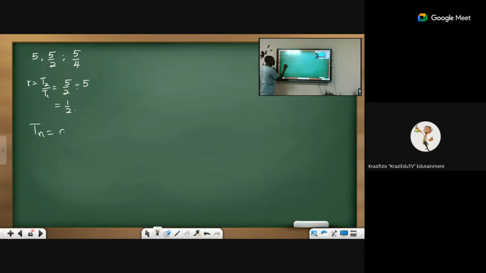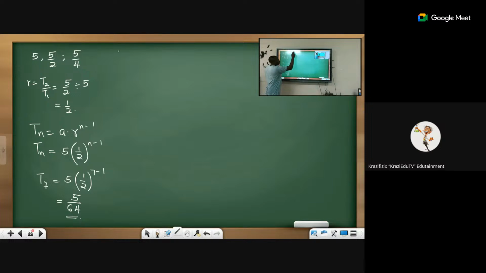Formula is A times R to the power N minus 1. So what is my A? 5. What is my R? Half. Now the examiner wants T7. What's your answer? 5/64. Are we okay?